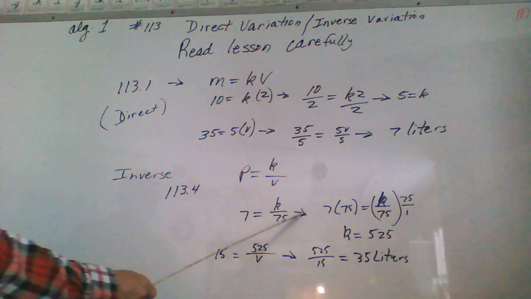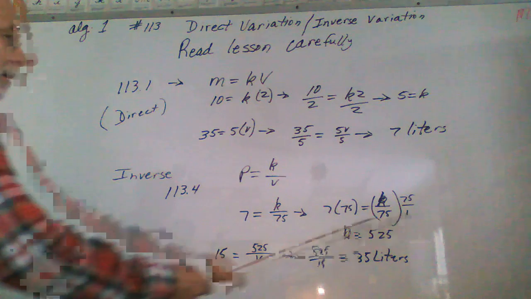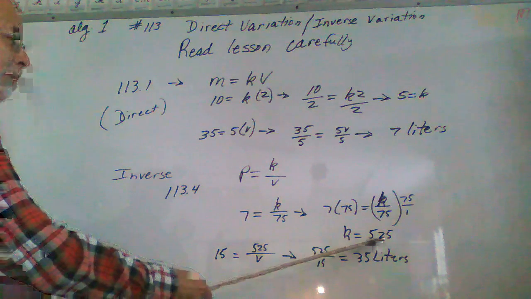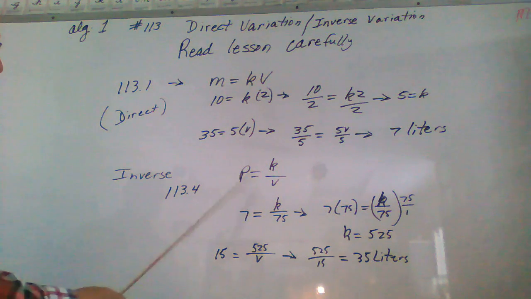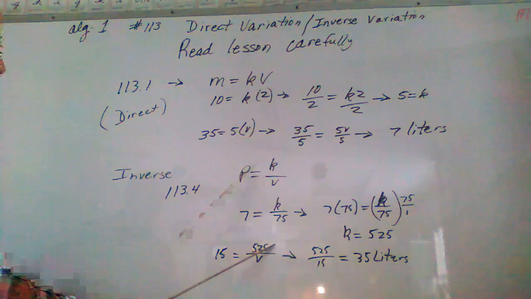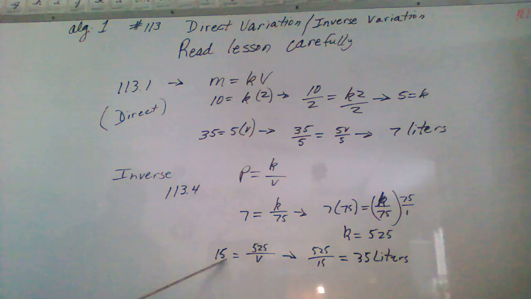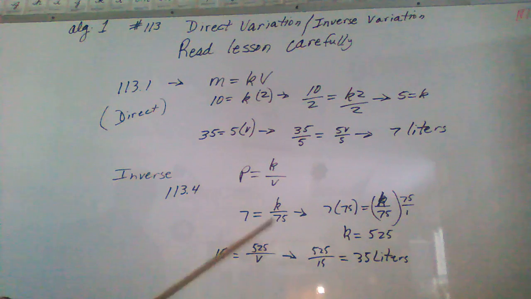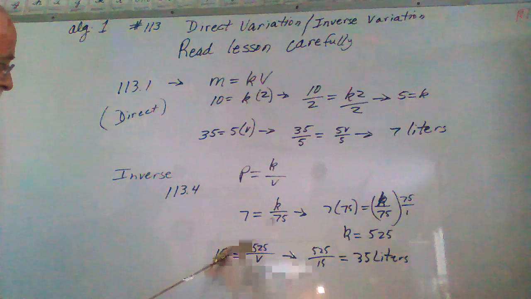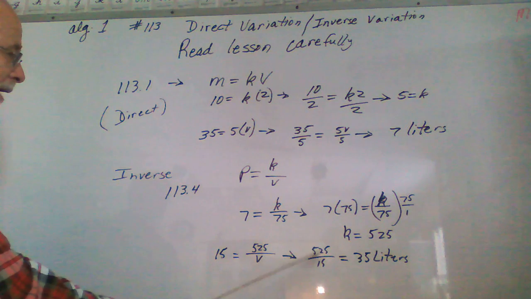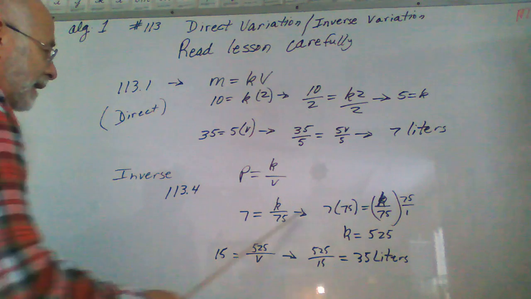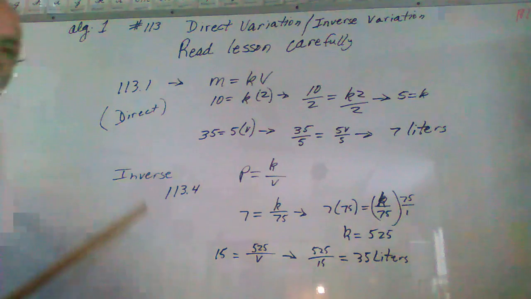So I'm going to multiply 75 on each side of my equation, and I'm going to come up with 525. So I'm going to redo the same formula. I'm going to put 525 for K. They tell me that its pressure is 15. This is where it gets a little bit tricky. I'm just going to move this over here in place of volume. I'm going to divide. So 35 liters is my answer for this type problem.